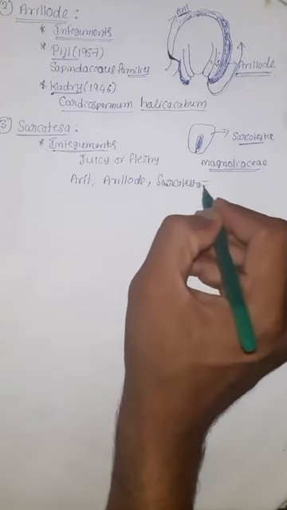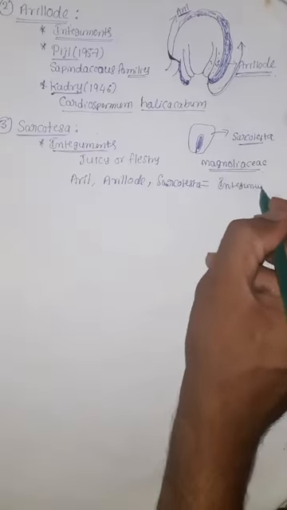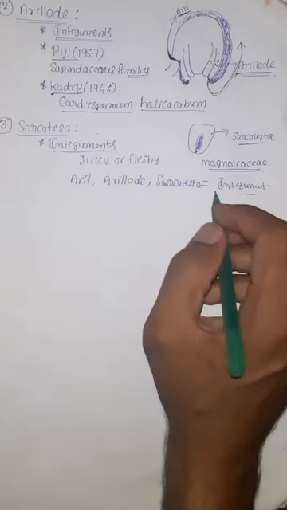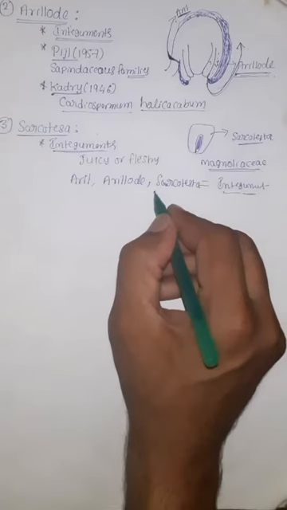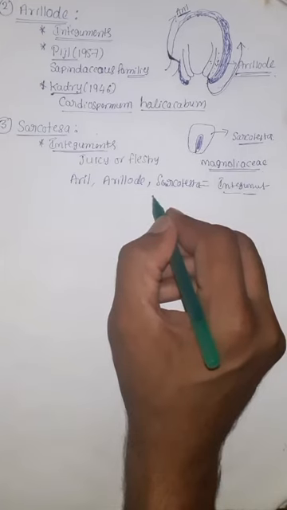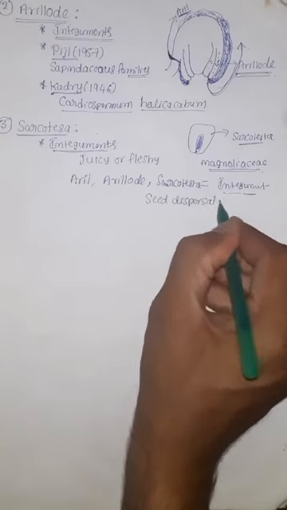These three structures are associated with integuments. They are useful to the seed dispersal mechanism.